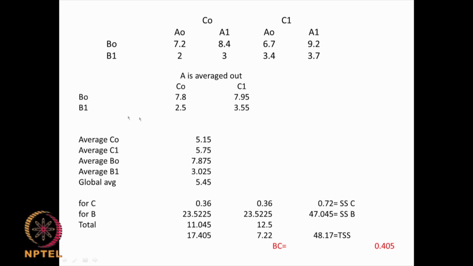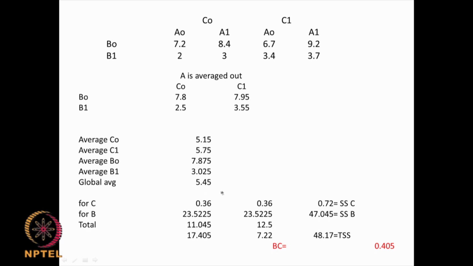So, now we have a reduced table with only B and C, A is not there. So, we will get an average of C naught here, which is this plus this by 2, average of C1 here, this plus this by 2, average of B naught, this plus this by 2, average of B1, this plus this by 2. The global average will be the average of any two of these, C naught C1 or B naught B1, like that.